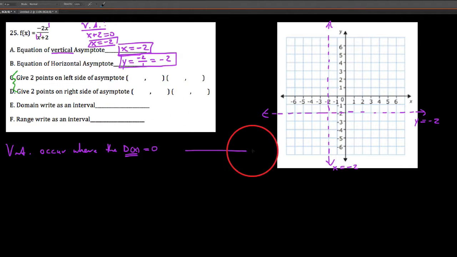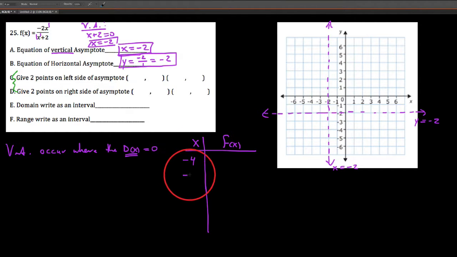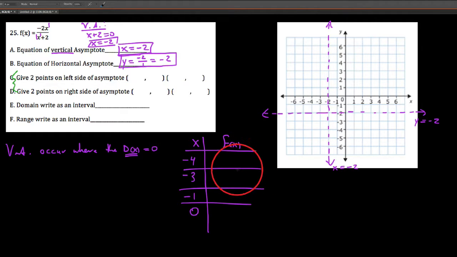So what we're going to do is, somewhere here, build a table of values. And so we'll say x are my inputs, y or f of x are my outputs here. And we're going to pick the 2 x values that lie to the left of my vertical asymptote. So that would be negative 4 and negative 3. And then 2 to the right, which would be negative 1 and 0. So we do always want to use 2 x values to the left of and to the right of every vertical asymptote. But from here we're just going to go plug these into our function.